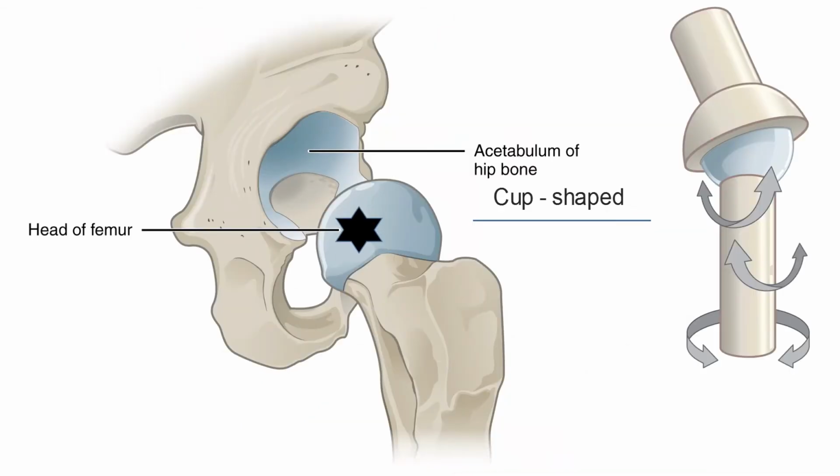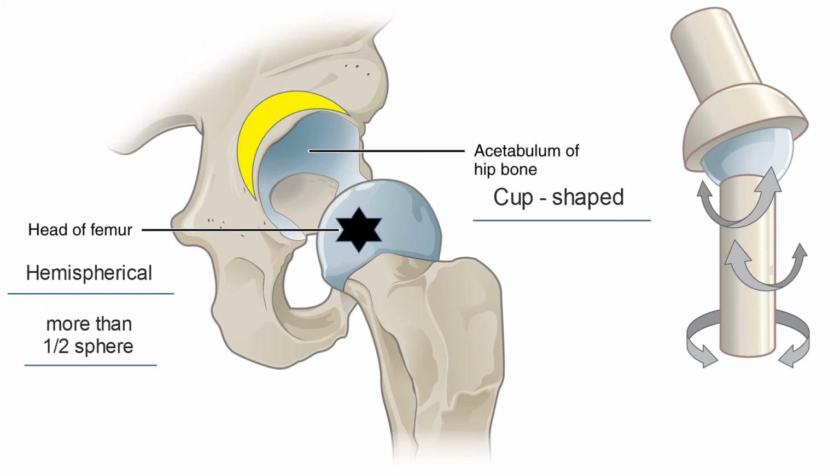What is this structure? You can answer that very easily. That is the head of the femur. How do I describe it? It is hemispherical. It is more than half of a ball, in contrast to the head of the humerus, which is less than half of a ball.